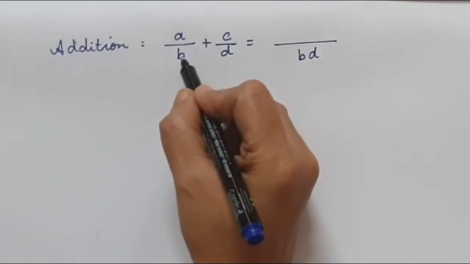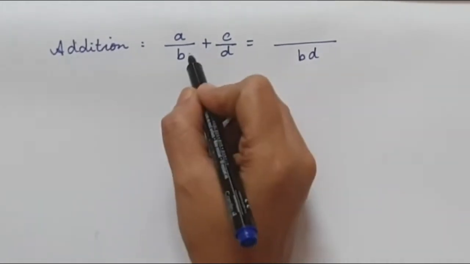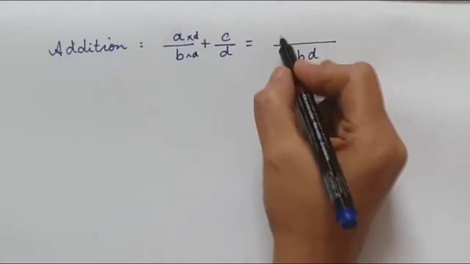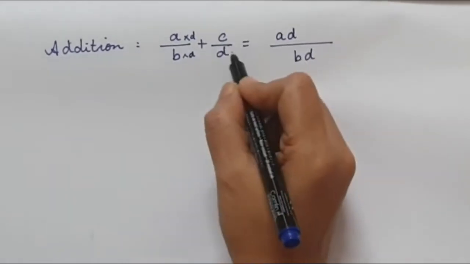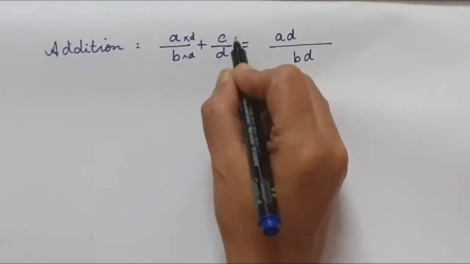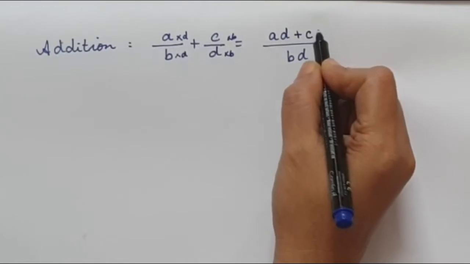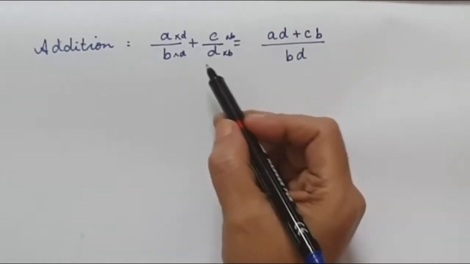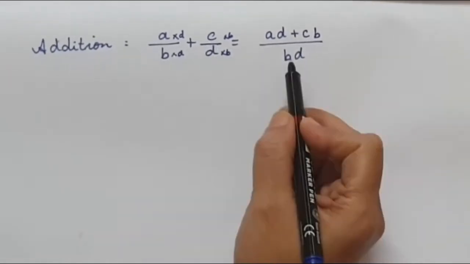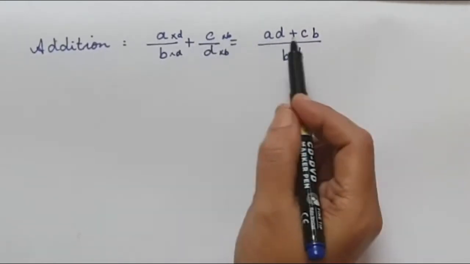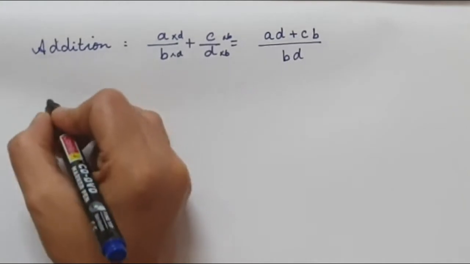So now this b has to be made as bd, so multiply this by d. So the numerator also you multiply by d, so it comes ad. Here you need to multiply by b, so the numerator also we multiply by b. So it comes as cb or bc. Or one easy way is to multiply the denominators and then cross multiply for the numerator, so that it will be easier for you to remember.